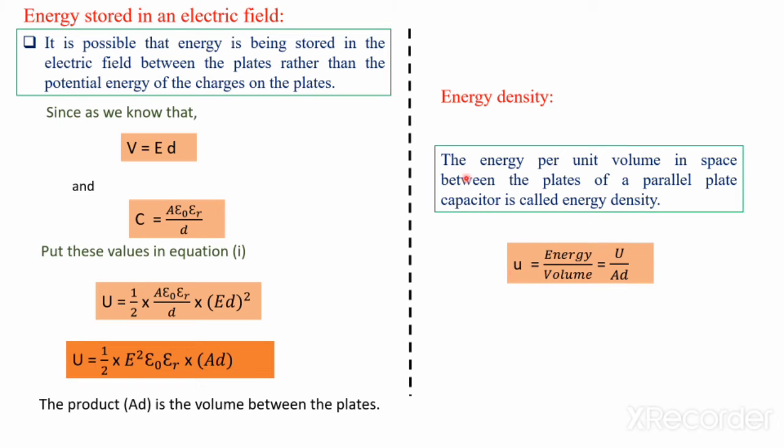The energy per unit volume in the space between the plates of a parallel plate capacitor is called energy density. Small u equals energy per unit volume. Here capital U represents energy stored in a capacitor, small u represents energy density, and volume equals A into D. By putting the value of capital U, that is energy stored in a capacitor, in this equation, we get small u equals half E square epsilon naught into epsilon R, that is energy density.